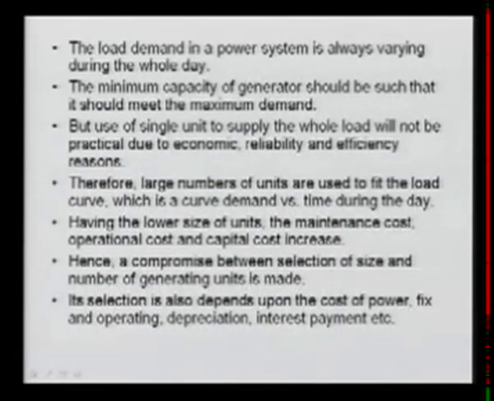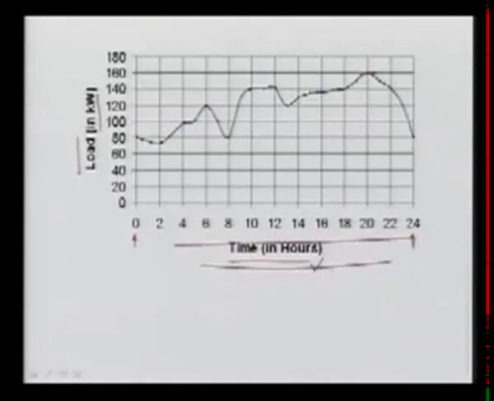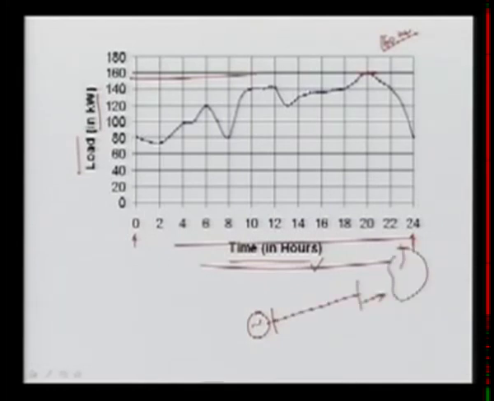As I already said, the minimum capacity of generation should be such that it meets the maximum demand. Here this maximum demand is, let's suppose, 160 kilowatt. Suppose it is an isolated substation fed by one generator. Here is the generator, then a transmission line, and this is the load for which we have this variation.